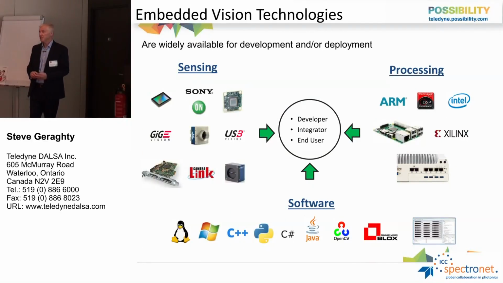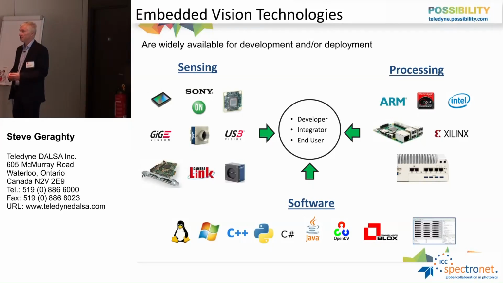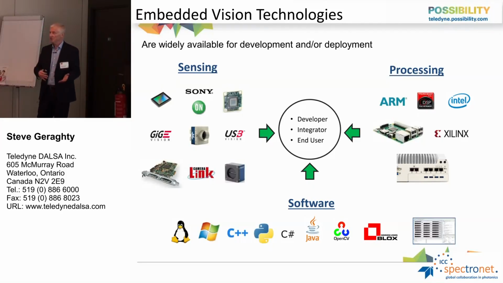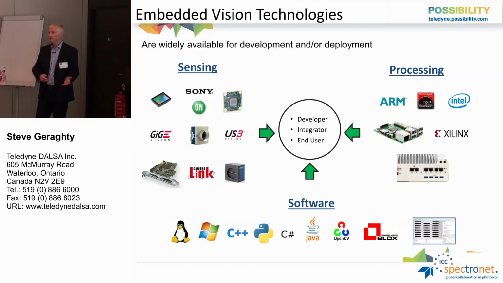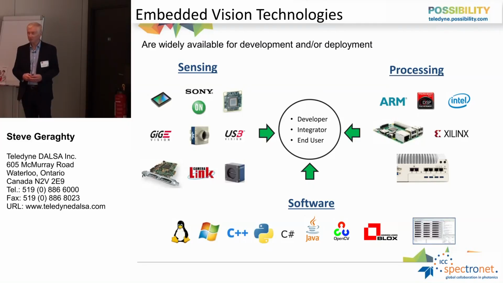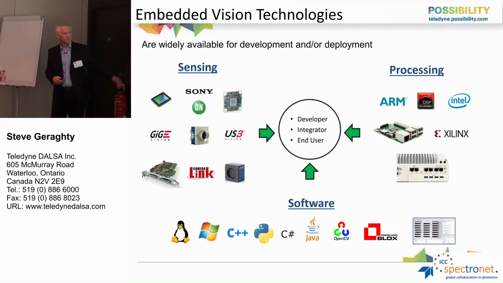So looking at the kinds of technologies involved here, they're fairly straightforward: sensing, obviously you take pictures, you process pictures, and software. There's all kinds of different sensors available. We manufacture a bunch of sensors ourselves. But you can buy board cameras, you can buy plug-and-play cameras, GigE Vision, USB 3, Camera Link. You can buy board computers, embedded systems with gigabit Ethernet connections, and you can buy any kind of software you can imagine.